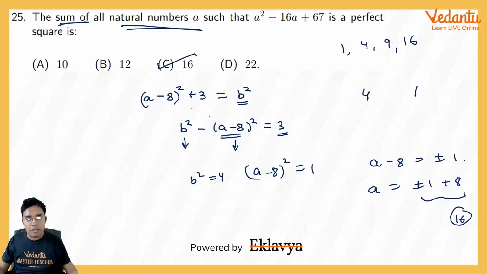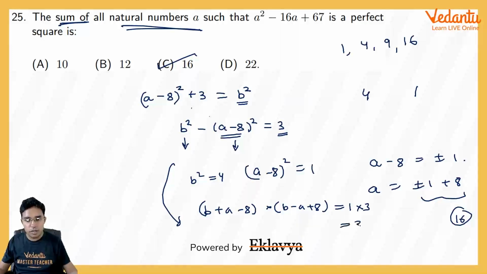You can do it the other way also by making (b plus a minus 8) as one bracket and (2b minus a plus 8) as another bracket, and then writing that as 1 into 3 or 3 into 1. I will leave this for you to do yourself. One very standard thing, but I think this one was much faster.